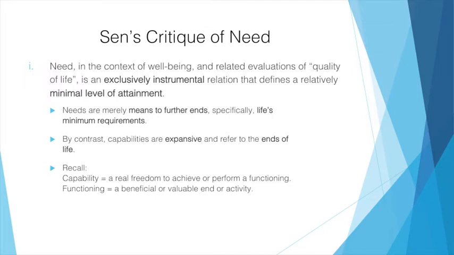Sen's critique aims to demonstrate the alleged superiority of capability by pointing to certain alleged shortcomings of need. First, need in the concept of well-being and related evaluations of quality of life is an exclusively instrumental relation that defines a relatively minimal level of attainment. This is to say that needs are merely means to further ends, such as to a relatively minimal living condition.